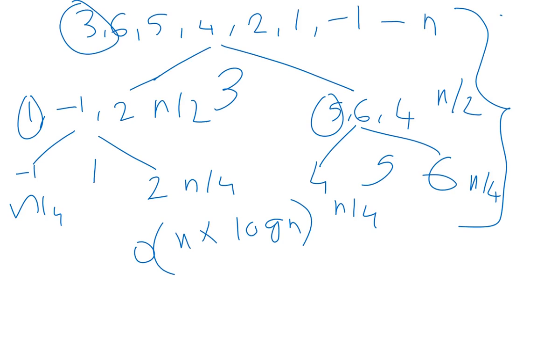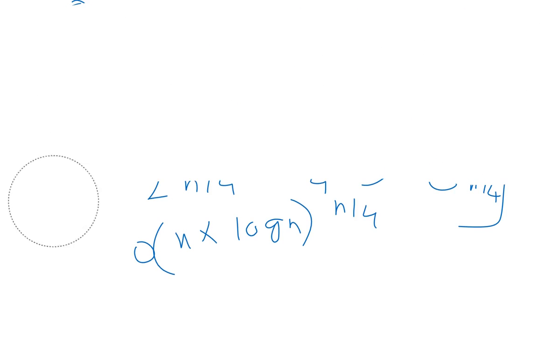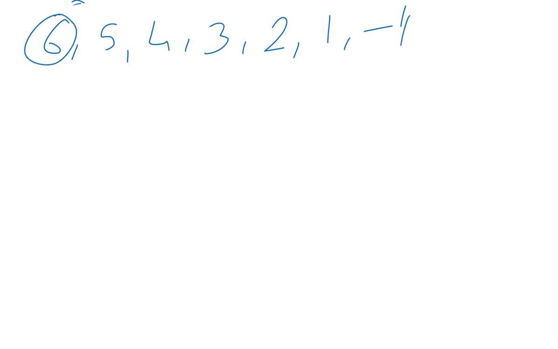Now let's see the worst case scenario, in which the given array is already sorted. In that case the time complexity will not be n log n. So you have this array: 6, 5, 4, 3, 2, 1, -1. This array is already sorted in decreasing order. So you are choosing this as a pivot.